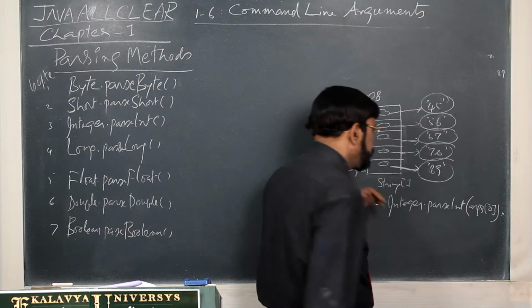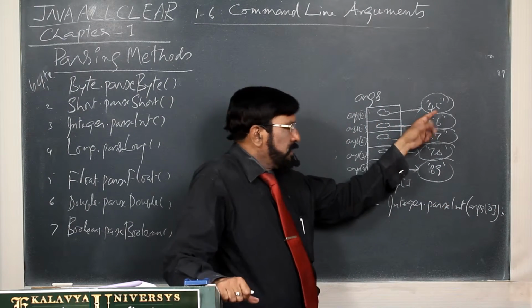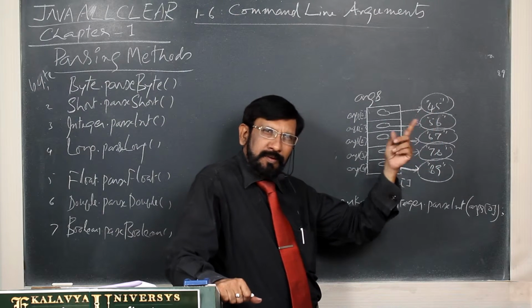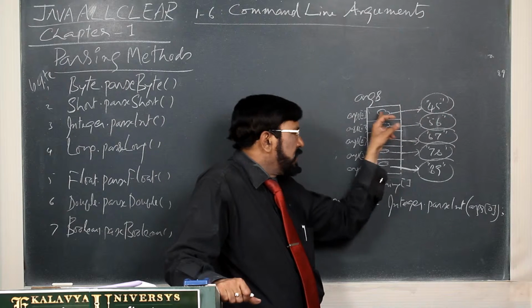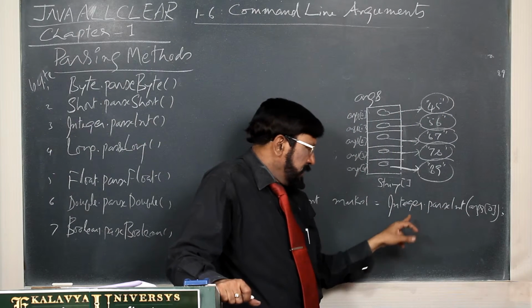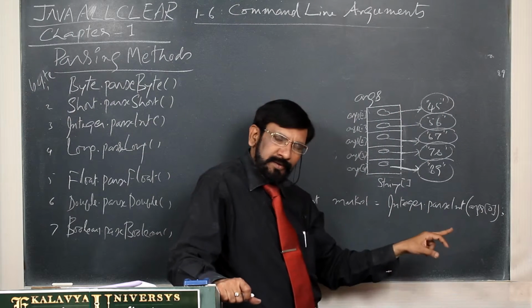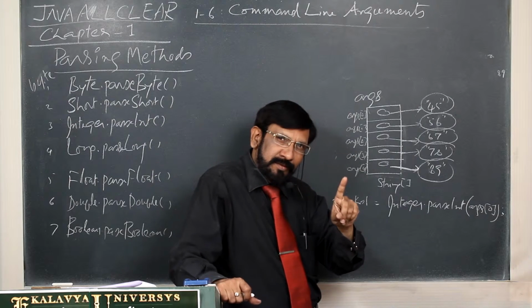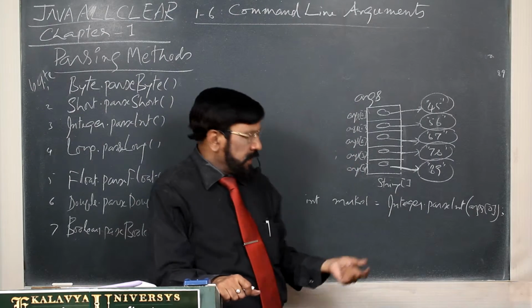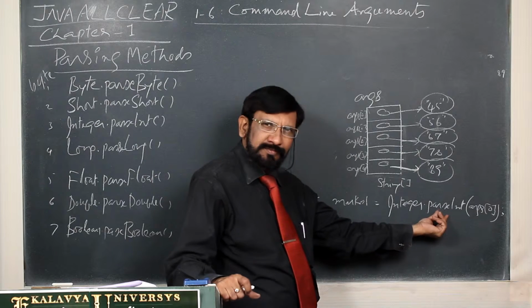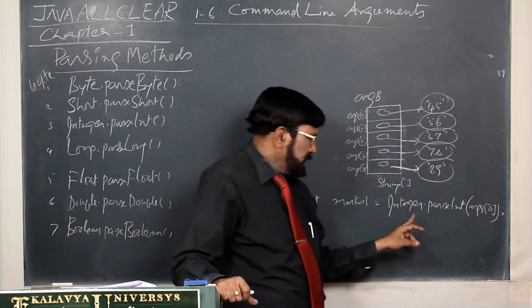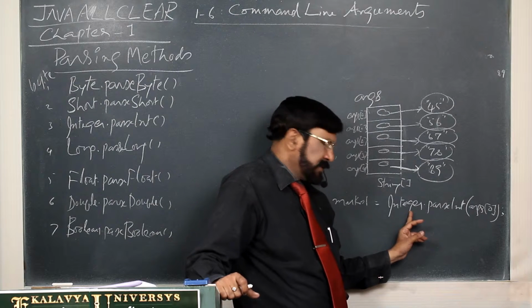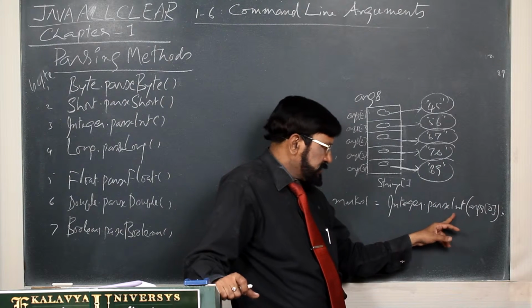This is the mechanism. Your 45 marks1 is stored as a string in args 0 that you have given. Integer parseInt method is a static method. How can you recognize it as a static method? It is linked to the class. If it is linked to the object, it is an instance method. It is linked to the Integer class, that's why it is a static method.